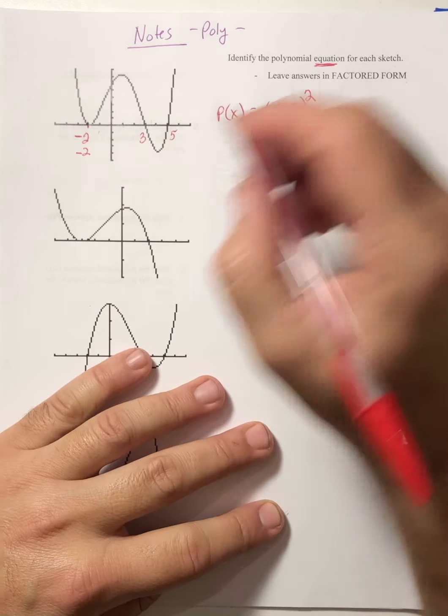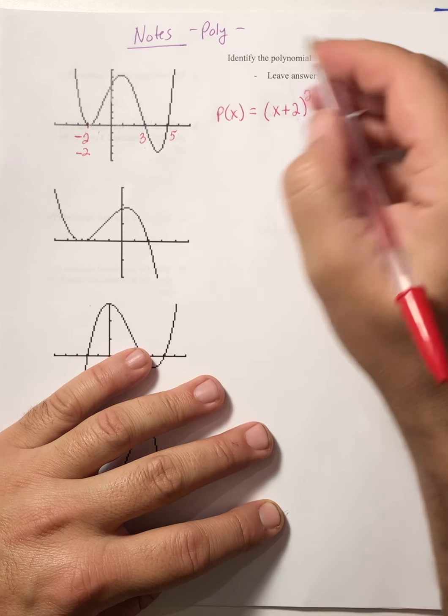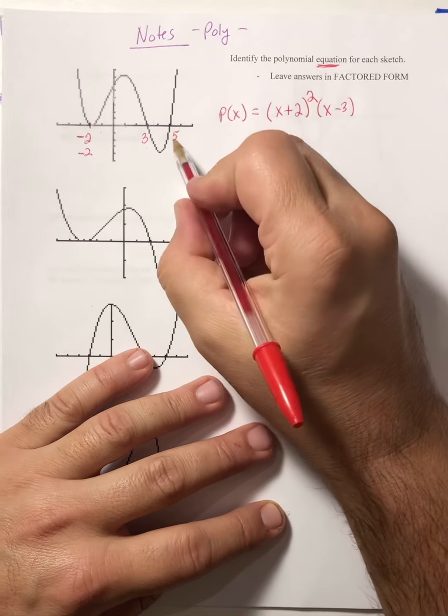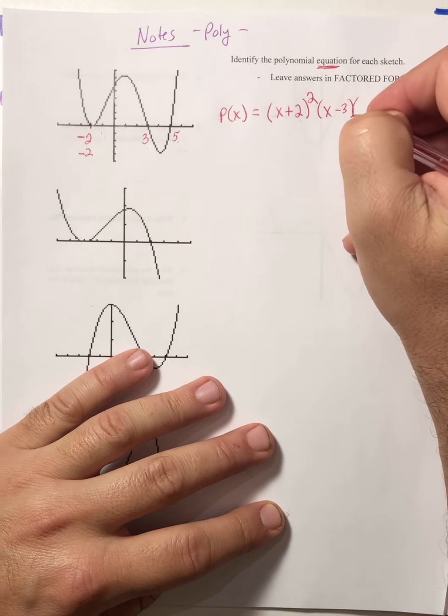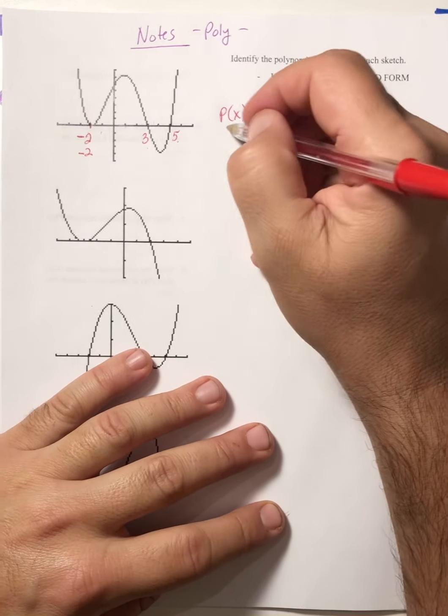Then I have an x that's a plus 3, so the factor becomes -3. So I write x minus 3, and then x minus 5. Done. That's all we need.